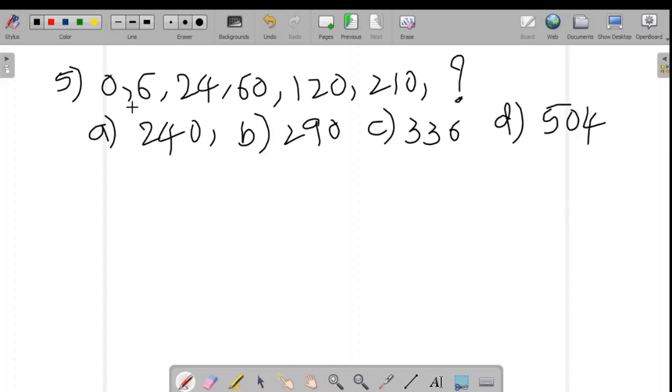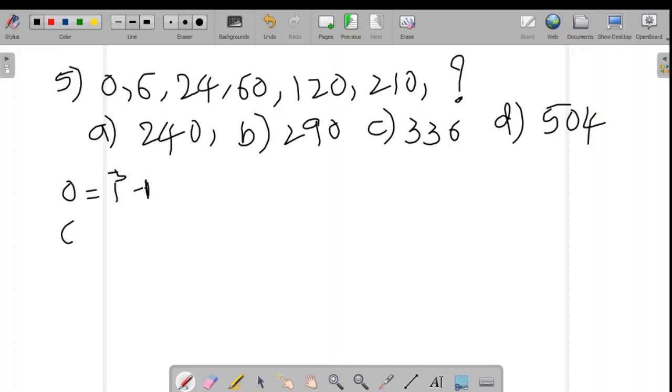So let us observe here again. See, from 0 we are getting 6. From 6 we are getting 24. 24 to 60. Let us try to see. Can we write it like this? Can we write 0 as 1 cube minus 1? We got 0.